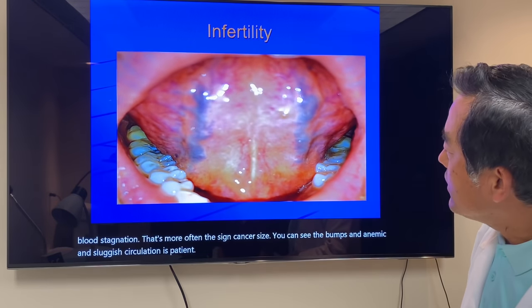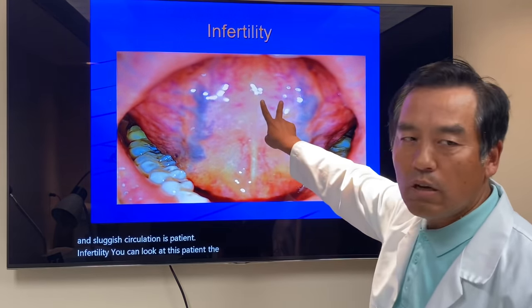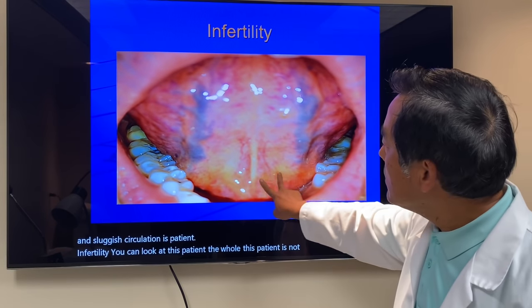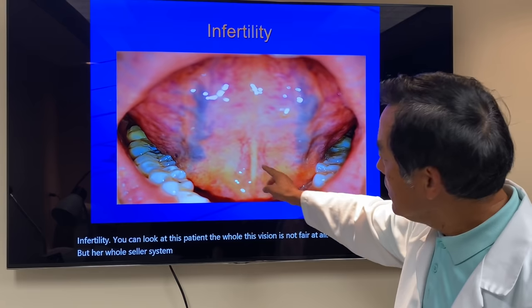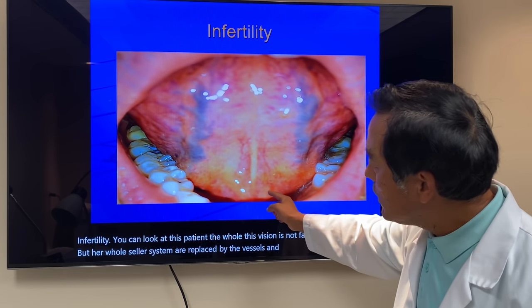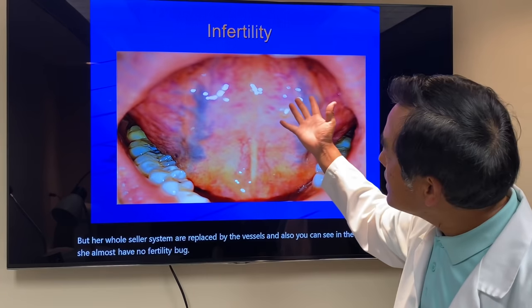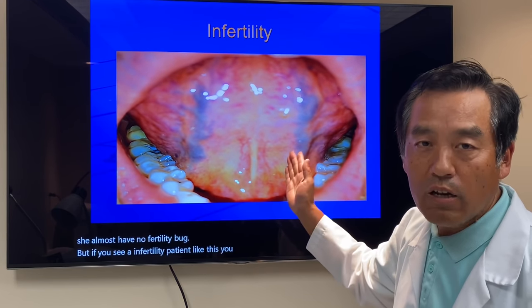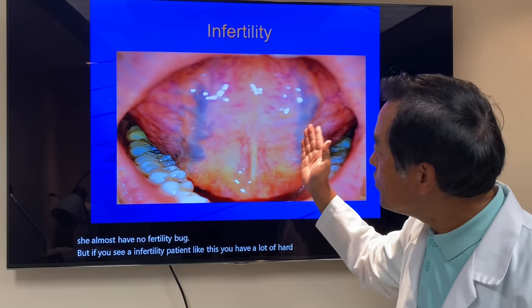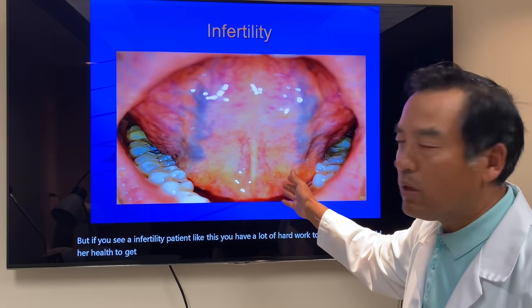Infertility. You can look at this patient. This patient is not fat at all, but her whole cellular system is replaced by fat cells. And also you can see in the genital area, she almost has no fertility bug. But if you see an infertility patient like this, you know you have a lot of hard work to do to really rebuild her health, to get her to be able to hold a baby.